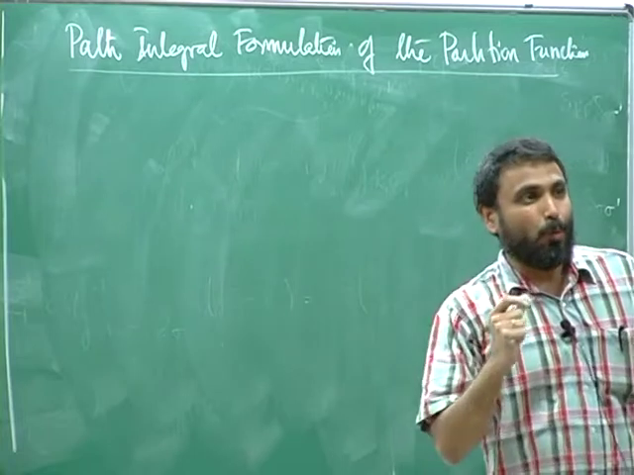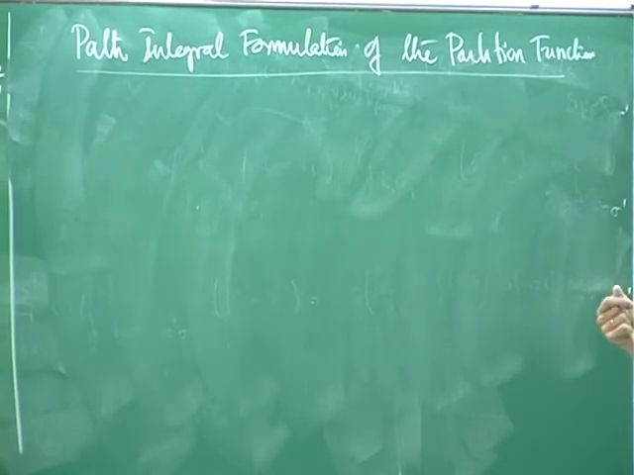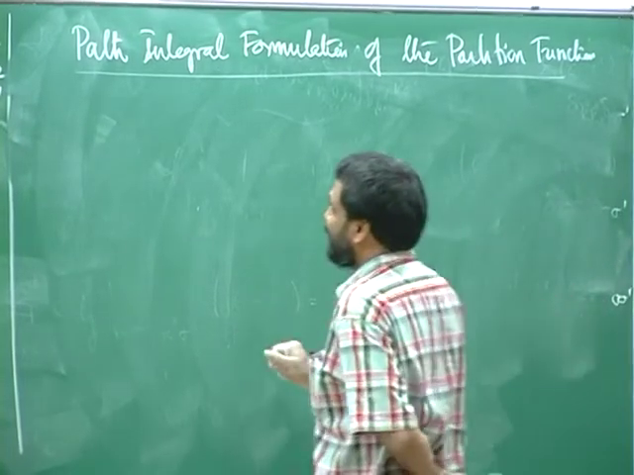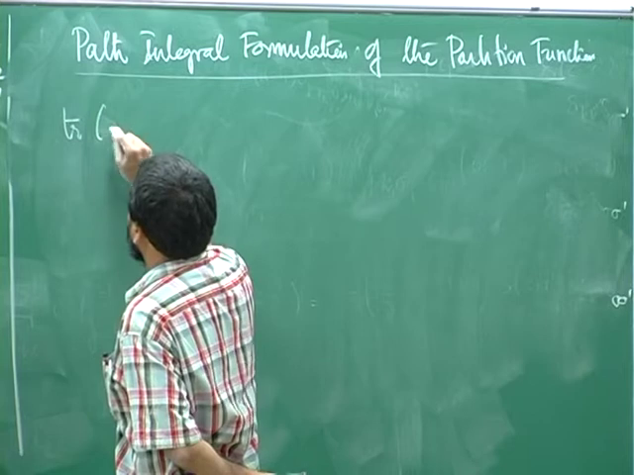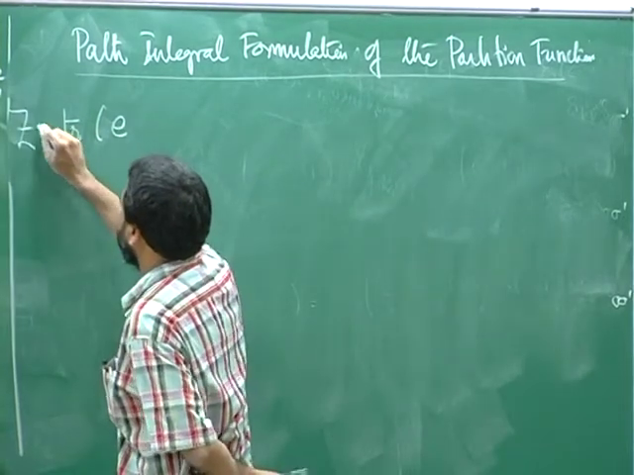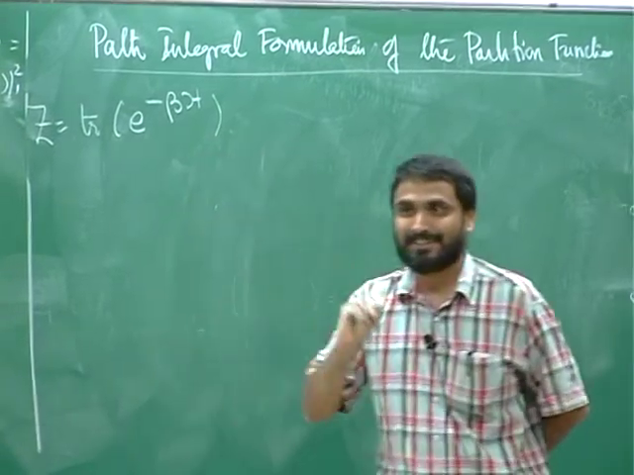Okay, so why would you think that this is possible? The reason you think this would be possible is the following. Let me write the partition function, right? So the partition function is Z. This is equal to the trace of e to the minus beta H.